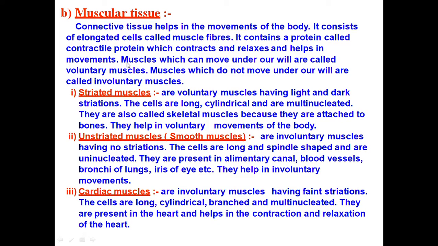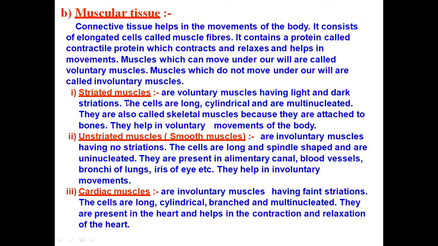Now there are two types of muscles, one which can move according to our will, and the other kind of muscles, they cannot move according to our will. The muscles which can move according to our will are known as voluntary muscles, and the others which cannot move with our will are known as involuntary muscles. Third type of muscular tissue is also there, that is known as cardiac muscles. These cardiac muscles are also involuntary in function, but they are different from the striated muscles.